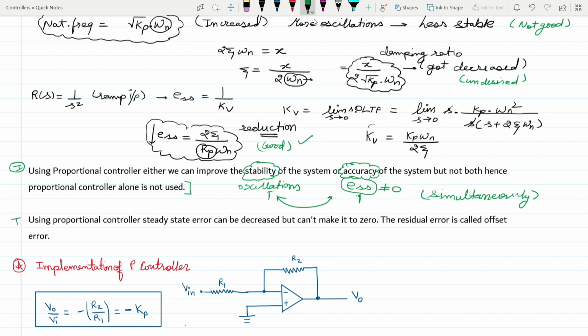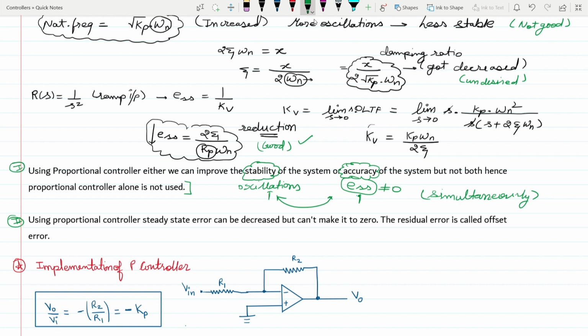Okay, the second point says: using a proportional controller the steady state error can be decreased, but it cannot be 0, and the residual error is called the offset error. As we have observed, we can reduce the steady state error by means of the proportional controller, but we cannot make it 0. For 0 steady state error we need Kp to be infinite, which is not practically possible, as we cannot design a controller with an infinite proportional constant. So the offset error is always present, and we can minimize the error or offset by using the proportional controller.